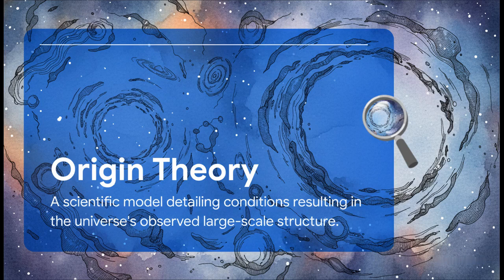First, let's clarify what an origin theory means in this specific context. The text defines it as a scientific model detailing the initial conditions and subsequent evolutionary processes that result in the observed large-scale structure of the universe. So we aren't just asking, hey, where did a void come from? We're asking, what were the exact, precise conditions at the literal dawn of time that allowed these specific, gigantic, empty regions to form instead of just clumping up with matter?